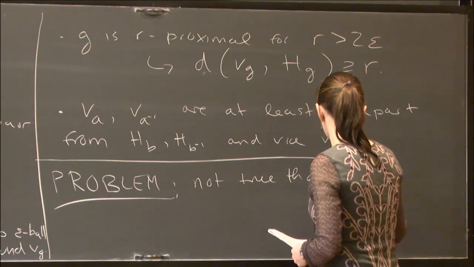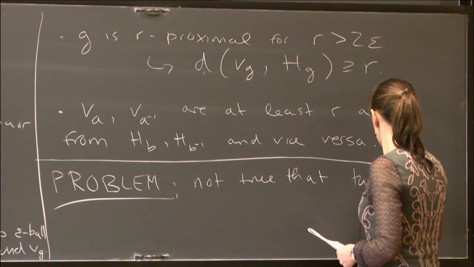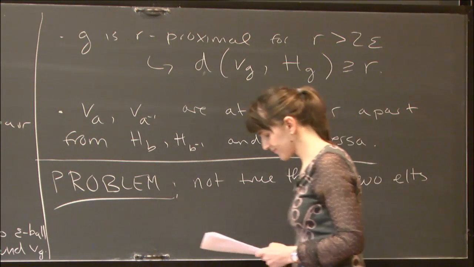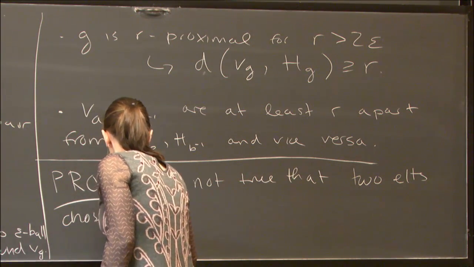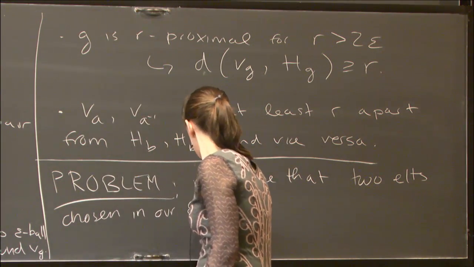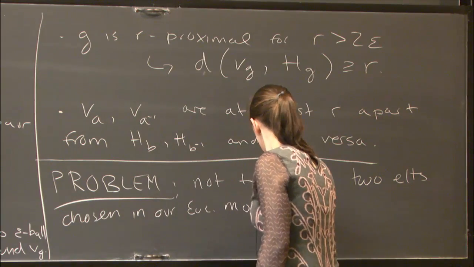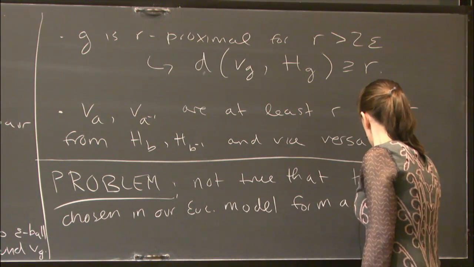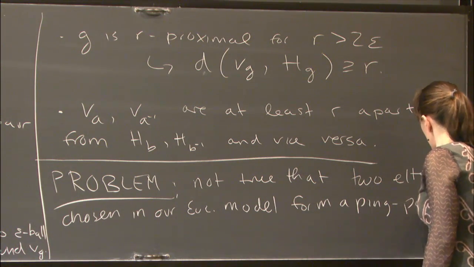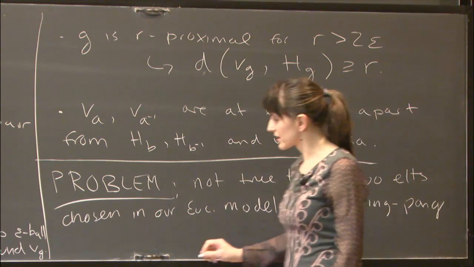Okay, so it's not true that two elements chosen at random in our Euclidean model form a ping pong pair with some sort of large probability tending to 1.